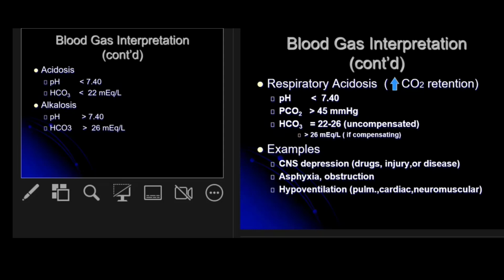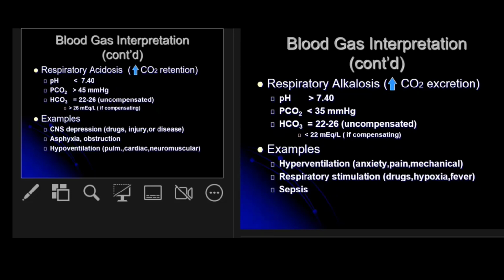Well, anything that's a pH of less than 7.40 is an acidosis. Anything that's a pH of greater than 7.40 is an alkalosis. It's real simple. 7.40 is the right answer. Anything else is wrong. Bicarbonate, anything less than 22 is an acidosis. Anything greater than 26 is an alkalosis.